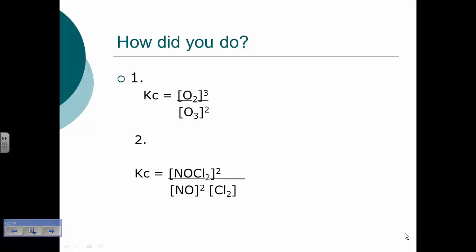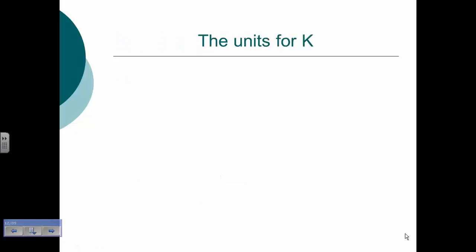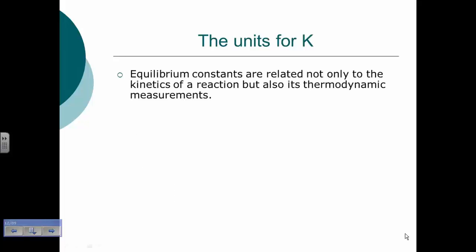NOCl squared set over NO squared times Cl2 raised to the first power. I'm multiplying those two values on the bottom. Products over reactants, stoichiometry dependent. So writing the expression is quite easy. They come from the elementary reactions and you just put them in, products over reactants. And here's a nice idea.